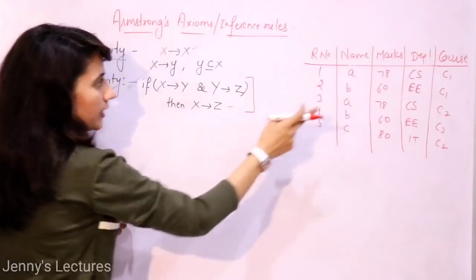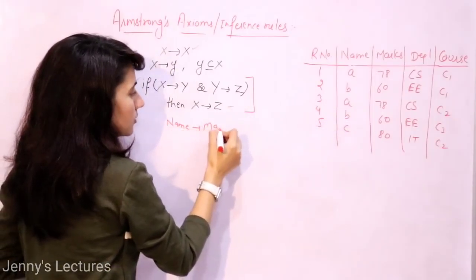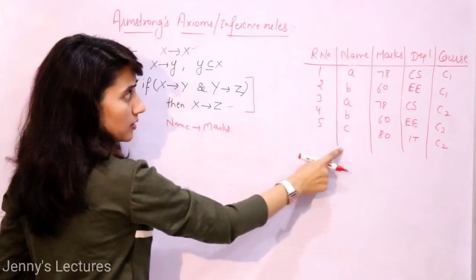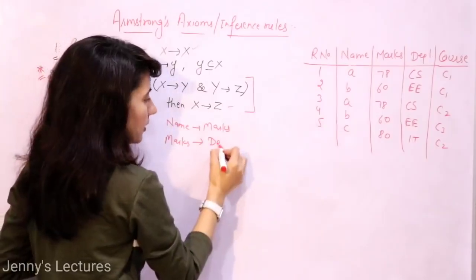See, from this table you can take one example. Name determines marks. This functional dependency exists in this table, and marks determines department.